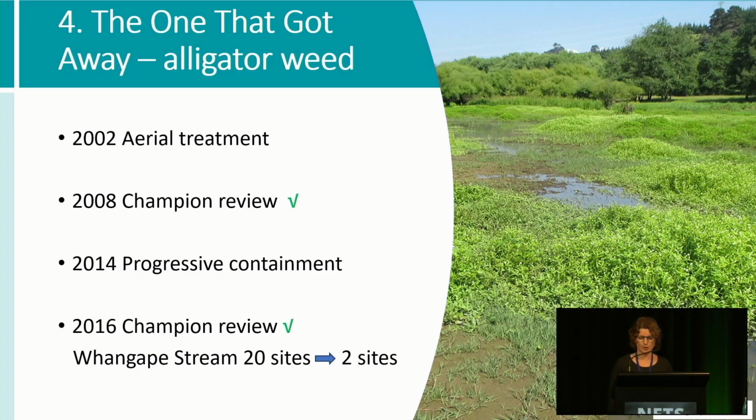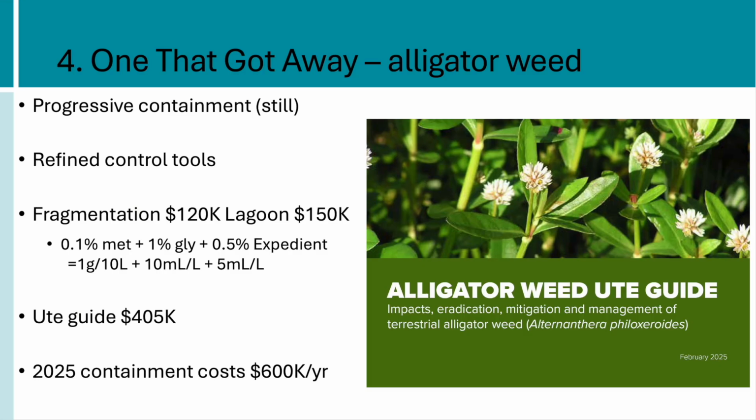Had some suggested improvements. In 2014, we moved from eradication to progressive containment, simply due to the size of the infestations now. In 2016, we still got the green tick, and we were reducing the number of sites. Sadly, we get a lot of fragmentation, and that means reinvasion. And today, in 2025, we're still under progressive containment.